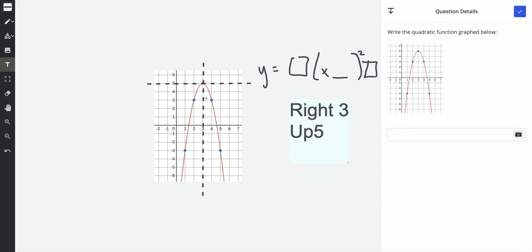And then my a value looks like I flipped. Flip. And then I went right 1, down 2. So a equals 2, and actually down 2 means -2. And that matches my flip. So in here I have a -2. Over here I have a right, which is a -3. And then I have an up 5, which is a +5. Y equals -2 times (x - 3) squared +5. And that is it.